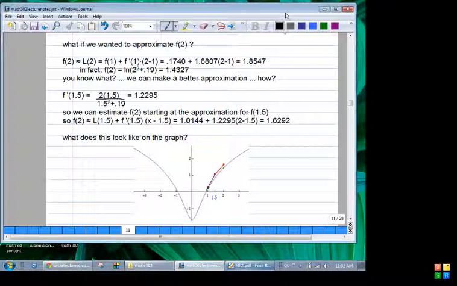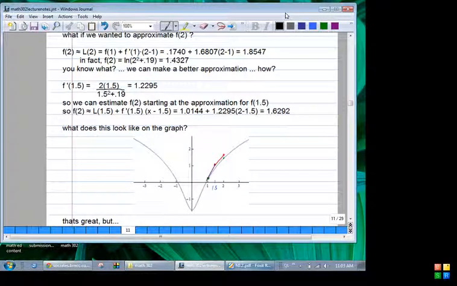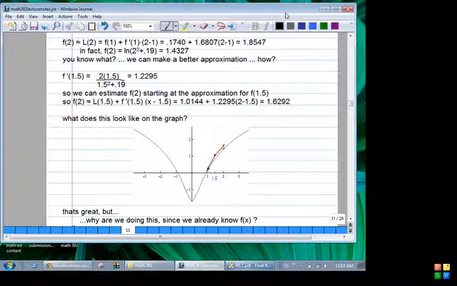So at this point, you should be saying to yourself, well, okay, this sounds like a nicer approximation, but why do we need to make an approximation? We already know f. We already know the function. So what's the point of approximating something you already know?